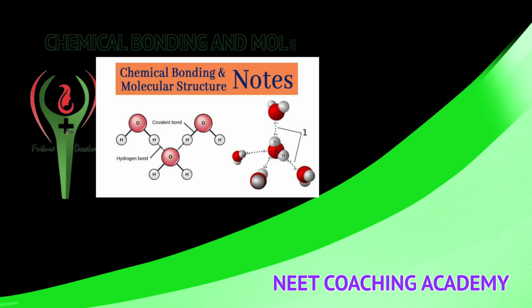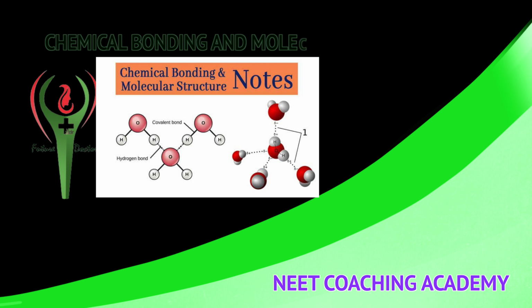Now we are going to look into the types of chemical bonds. The chemical bonds are classified into 3 types: ionic bond, covalent bond and metallic bond. The covalent bond is again classified into 2 types: polar covalent bond and non-polar covalent bond.